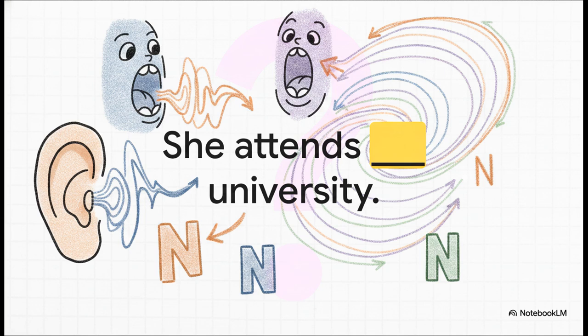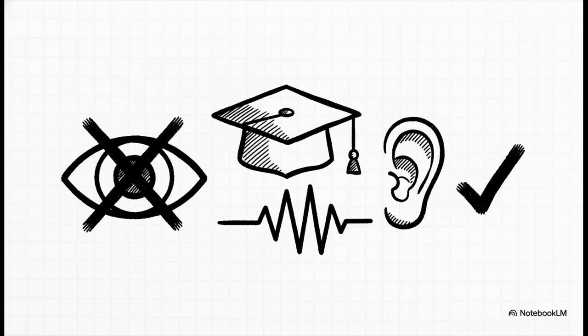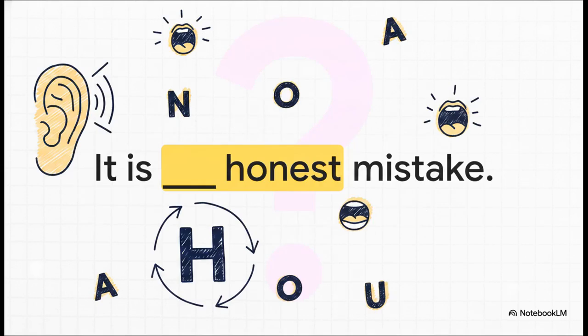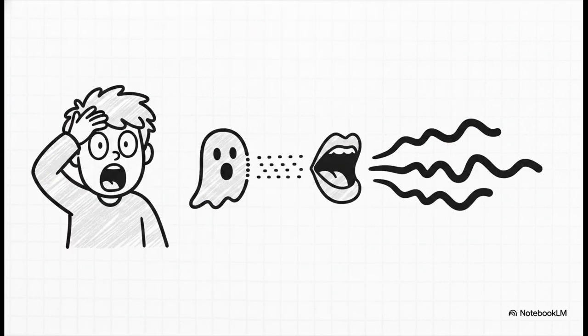Okay, question 2. She attends blank university. Don't let your eyes trick you on this one. It's a university. Even though it starts with the vowel letter U, the sound you hear is a consonant Y, like yuniversity. Remember, we have to rely on what we hear, not what we see. Next up, question 3. It is blank honest mistake. Think about how that first letter actually sounds. The answer is an honest mistake. The H is completely silent, leaving us with a clear, strong O vowel sound right at the front of the word. Silent letters will always shift the article.